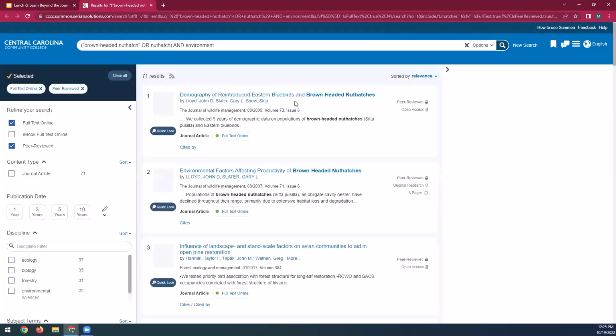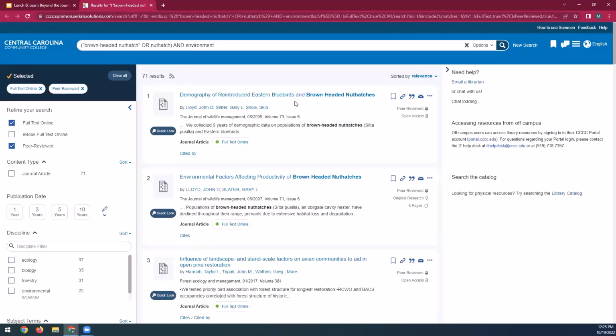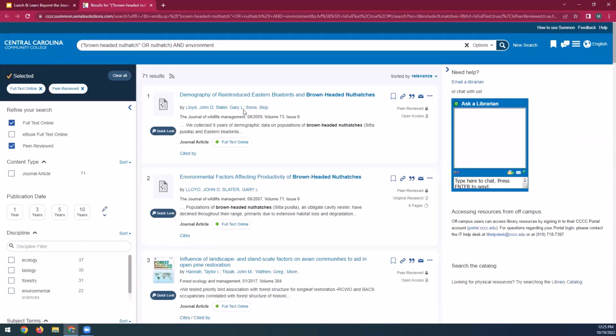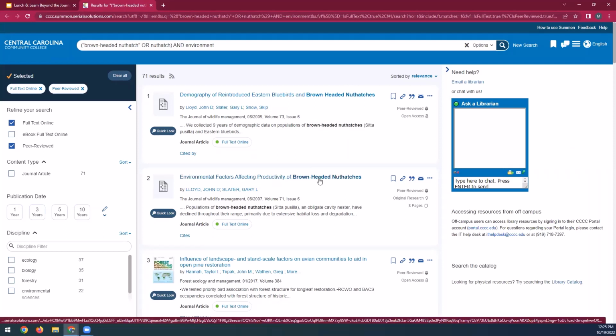I was thoroughly pleased by what I found in many ways. Like you can see here, this is about brown-headed nuthatches, as well as environmental factors affecting productivity in brown-headed nuthatches. So that could definitely answer my research question.